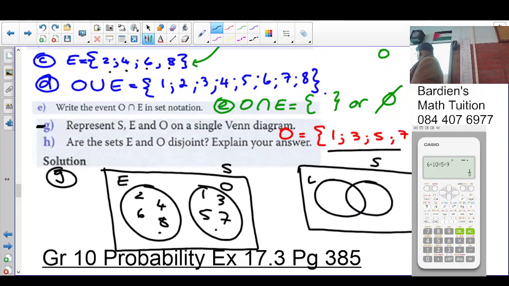So you have the sample space, you've got E and you've got O. Even numbers are 2, 4, 6, and 8. Odd numbers are 1, 3, 5, and 7. Are events E and O joint or disjoint? Even though it's overlapping there, there's no common element between the two sets, therefore disjoint. And disjoint is also, as I said earlier on, mutually exclusive. Okay? Right.